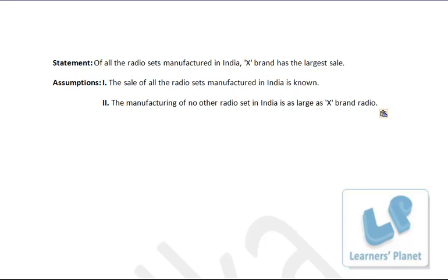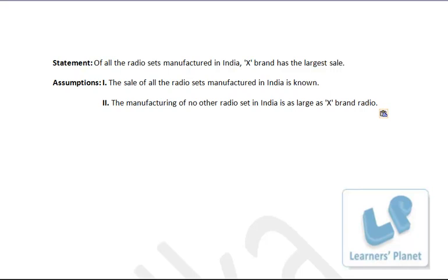Statement: of all the radio sets manufactured in India, X brand has the largest sale. The first assumption: the sale of all the radio sets manufactured in India is known. See, if you don't know the sale of other companies, the sale of other manufacturers, you cannot come to this conclusion that X brand has the largest sale. So this is an assumption that is implied. If you are making this comparison, that means you know the sales data of each and every manufacturer. So this assumption is valid, or we can say implied.